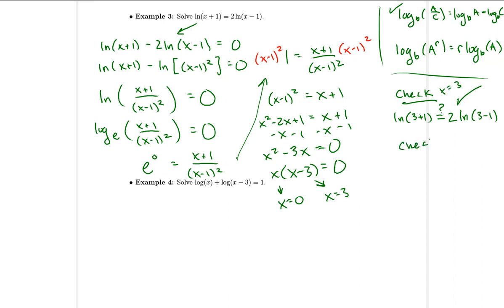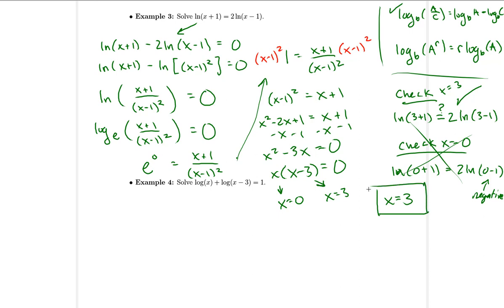But when we go to check x equals 0, we've got the natural log of 0 plus 1 on the left side, and that's fine, right? Putting a 0 in there is no problem. But over here it's problematic, right? Because we do get a negative in here. So that means x equals 0 is not a solution, because that's going to be negative. So x equals 3 is the only solution to this problem.